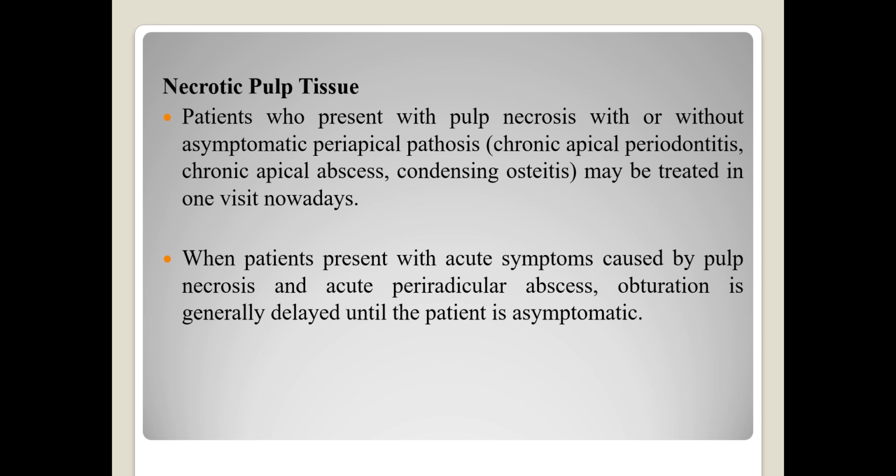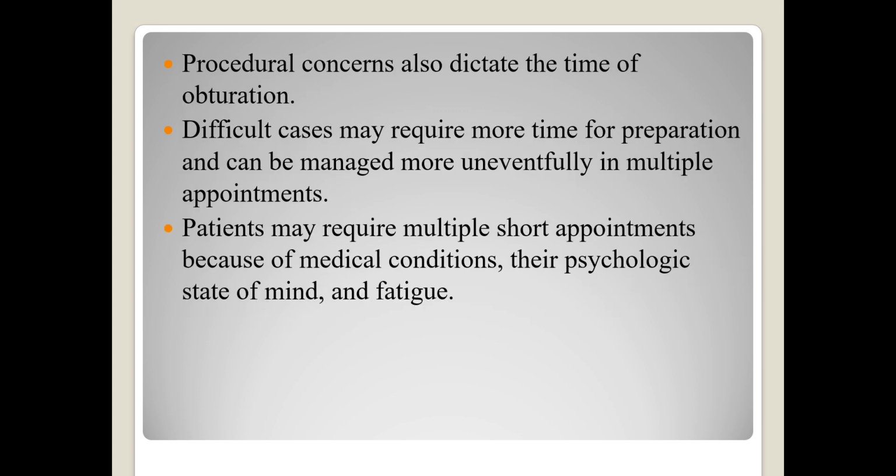Necrotic pulp tissue. Patients who present with pulp necrosis with or without asymptomatic periapical pathosis may be treated in one visit nowadays. When patients present with acute symptoms caused by pulp necrosis and acute periradicular abscess, obturation is generally delayed until the patient is asymptomatic.